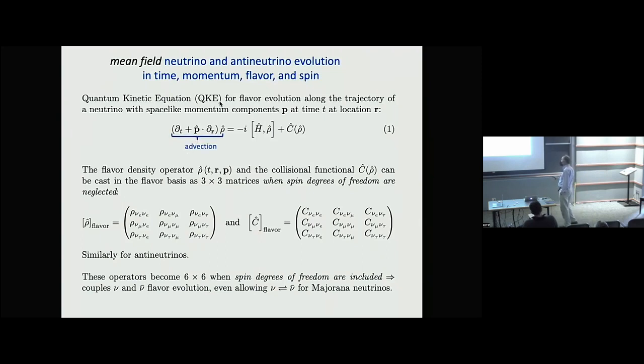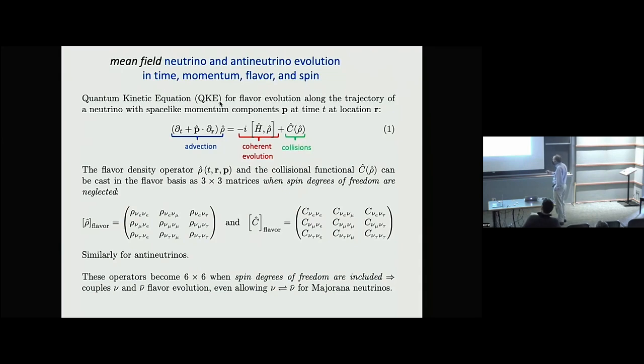The left-hand side is some kind of advection term operator on a density matrix. There's a coherent evolution piece, and then there's a collision piece. Collisions, of course, this is a quantum mechanical operator, so it can mediate transformation of flavors because essentially collisions are something like measurements. So these density matrices are like 3 by 3, and the diagonal entries of the density matrices essentially are equivalent to number densities or occupation probabilities. The off-diagonal entries encode quantum coherence.